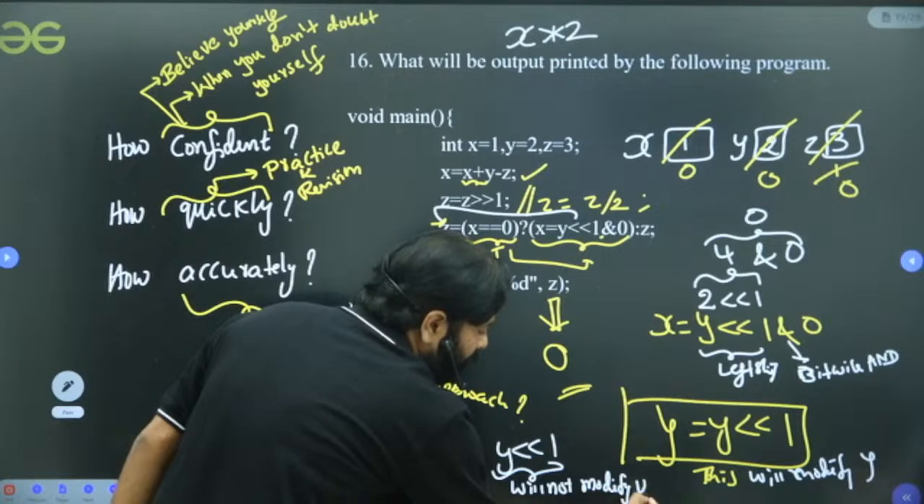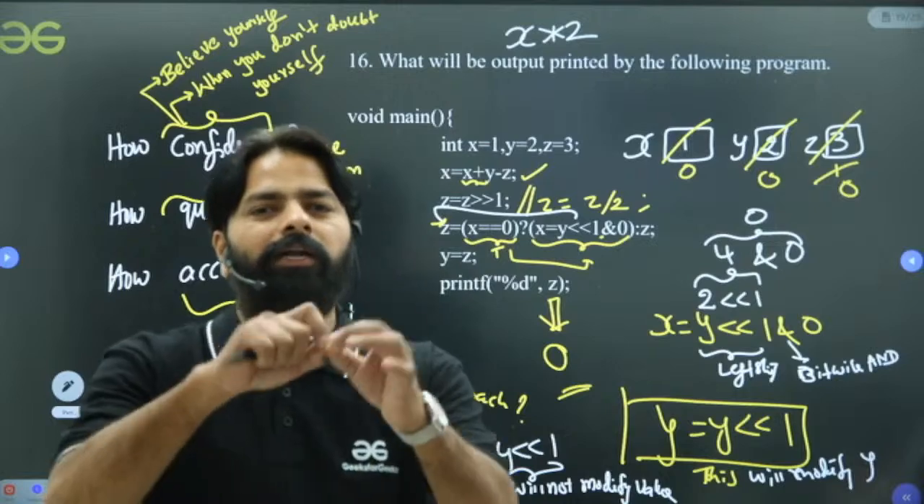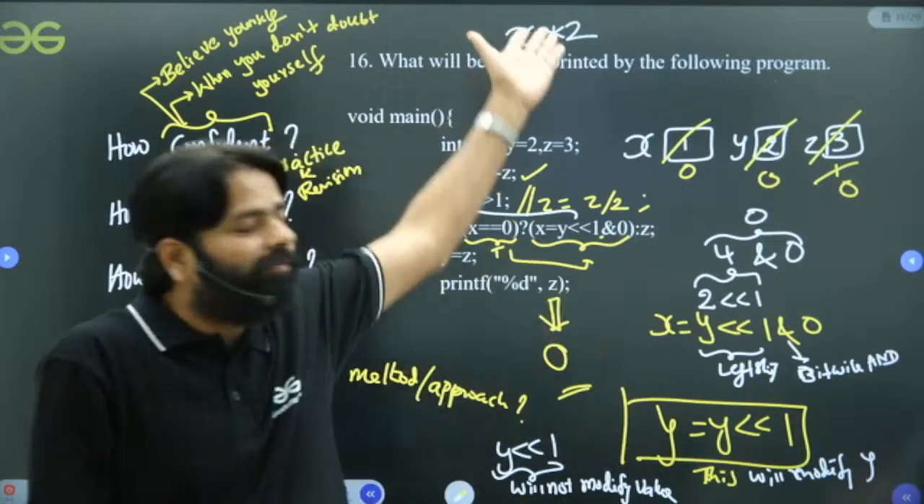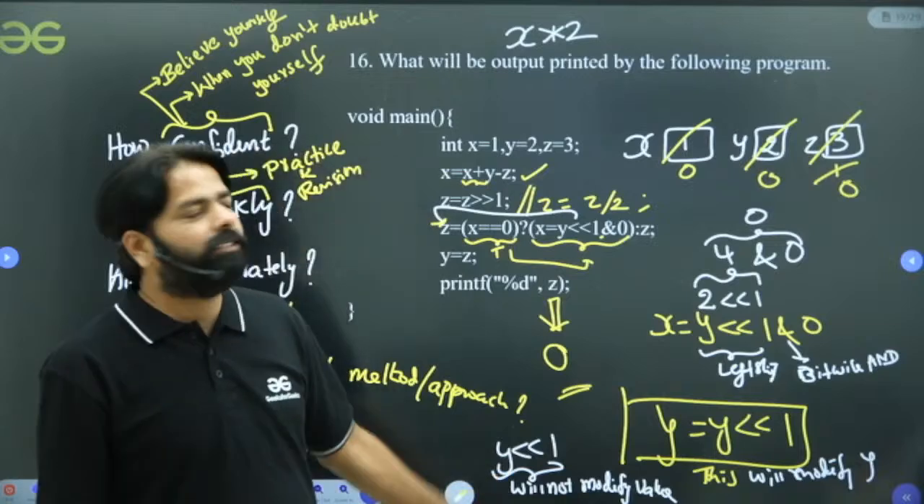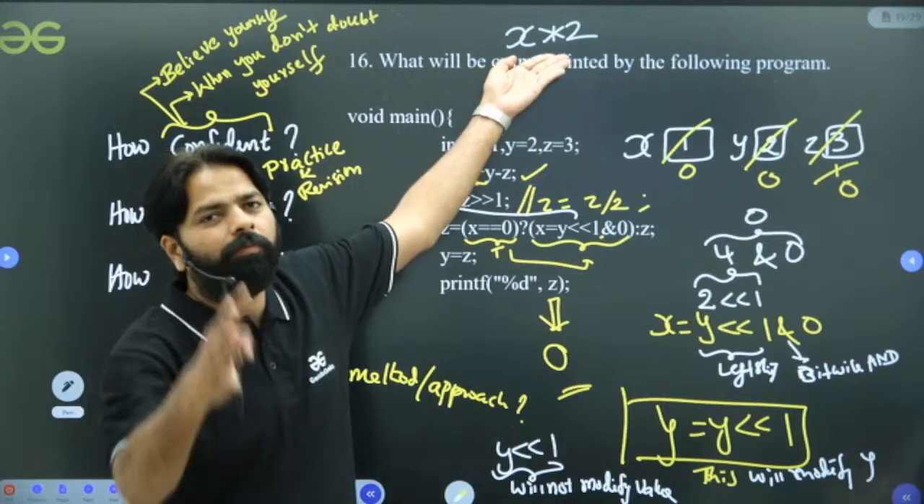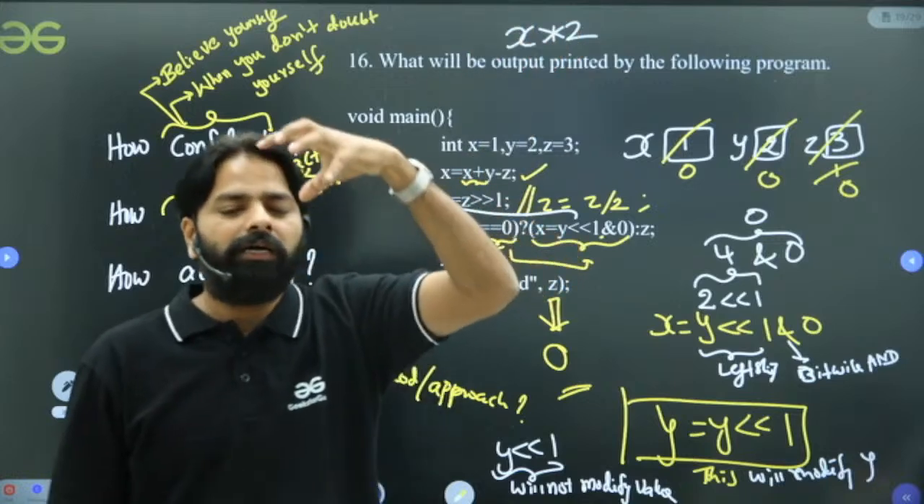So this is one more mistake that you are making. It was simply taking the value and doing the operation, but you were going to the y and updating. So this will modify the y, but this will not. For example, you know x multiply with 2 will not modify the x. It will take the value of x and multiply. That was a temporary expression.